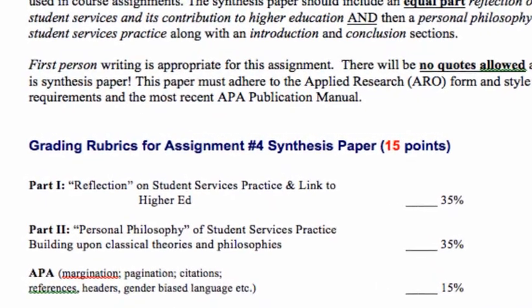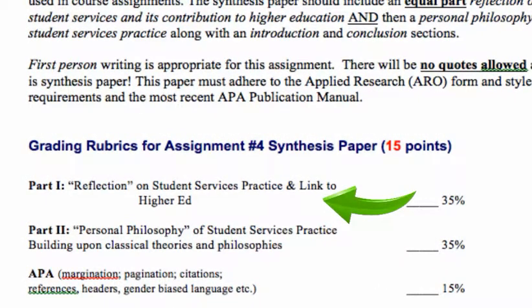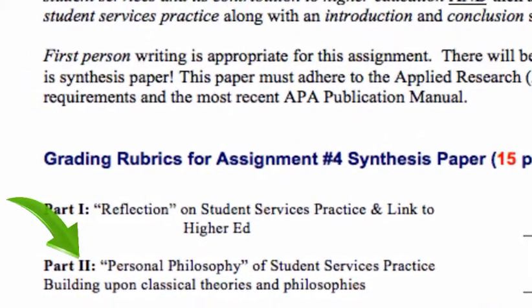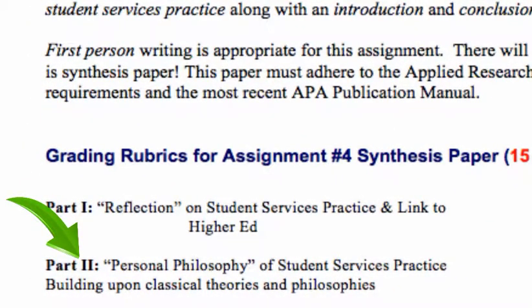The first part is to reflect on student services practice and link it to higher education, not just your setting, your particular college or university, but all colleges and universities, higher ed in general, post-secondary education. But certainly reflect on student services practice. Now the second part is called Personal Philosophy of Student Services Practice, and I am going to allow you to use first person in this paper. So you can use I and me or my, for instance.